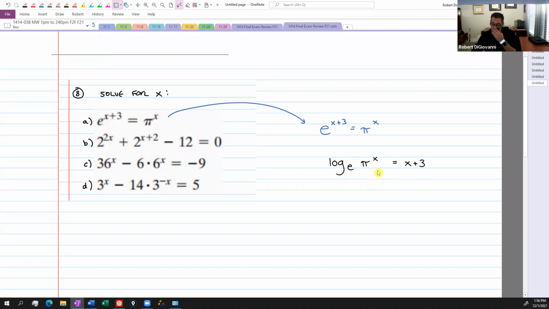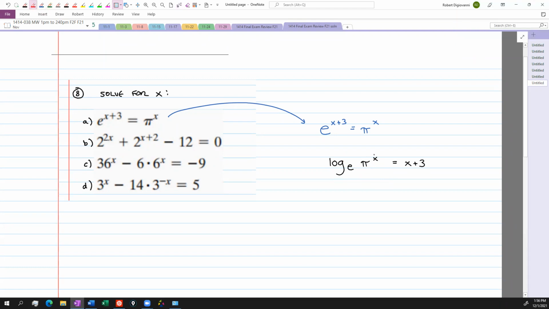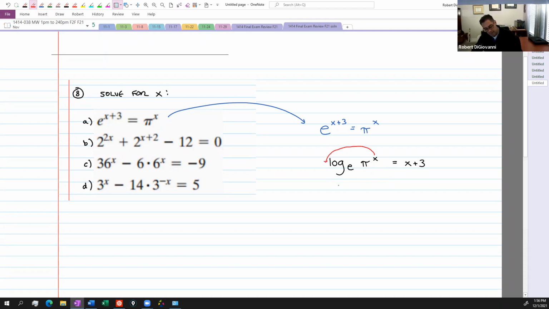And then you look at this and wonder, wait a minute, I still have an x up here. But because I have a log now, what can I do? Pull it outside of the log, you drop it out front. So I can pull the x out here, x times log base e of pi equals x plus 3. We were just talking about this a moment ago. Log base e is really the natural log. So this is just x natural log pi equals x plus 3.